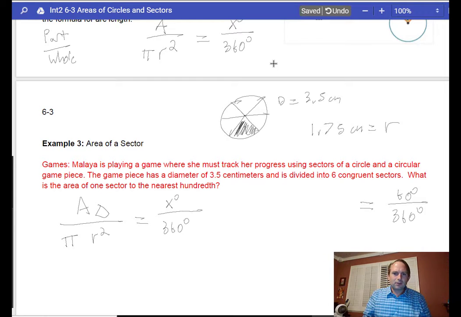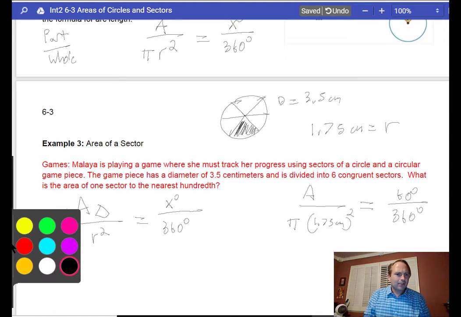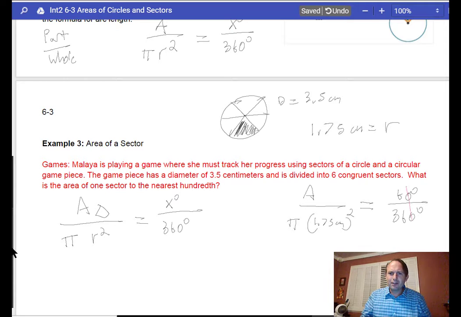That would be equal to the area of the sector divided by pi and then 1.75 centimeters squared. All right, doing a little simplification, I know this would be 1/6 right here is equal to the area. Now, I could actually multiply these out to get rid of this. So why don't I do that? 1.75 centimeters, and then I'm going to square it.